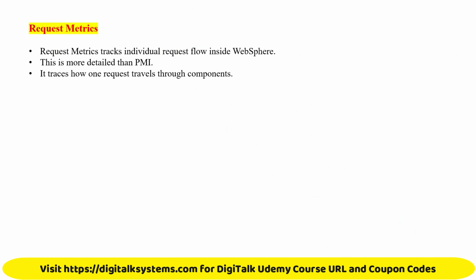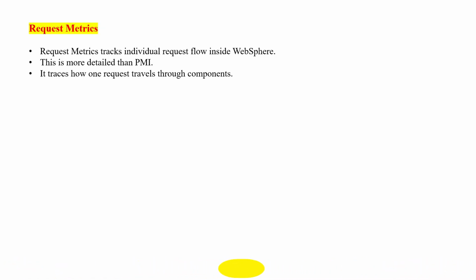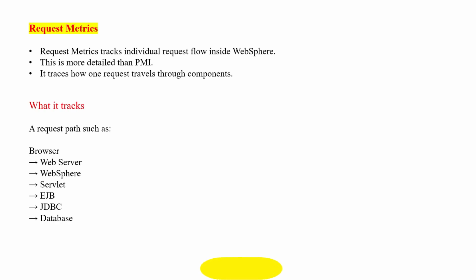Request metrics track individual request flow inside WebSphere. This is more detailed than PMI. It traces how one request travels through components. Now, what does it mean?